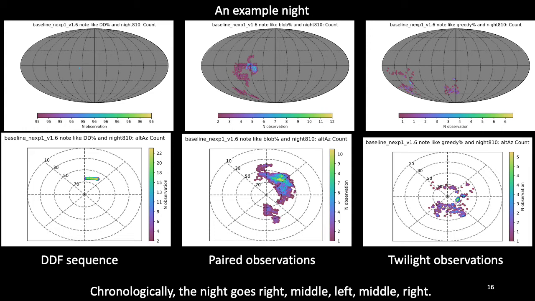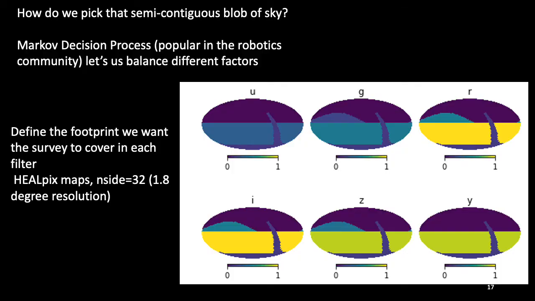All right, so now I kind of dodged the question of how we pick those semi-contiguous blobs of sky, because that's our main workhorse engine for observing with Rubin. What we use is a Markov decision process. This is popular in the robotics community, and it lets us balance different factors in weighting where we should look very easily. So our first step is to define the survey footprint we want.